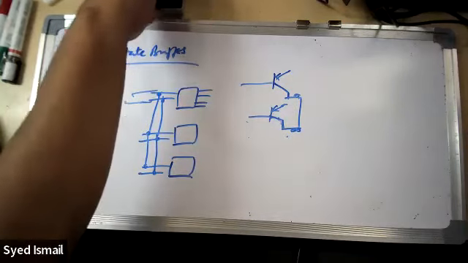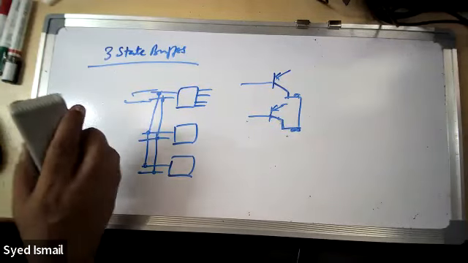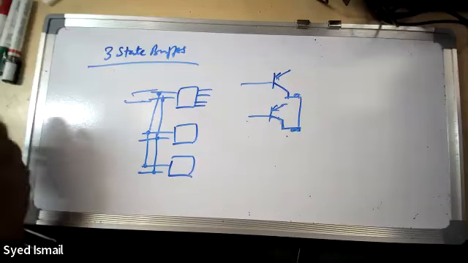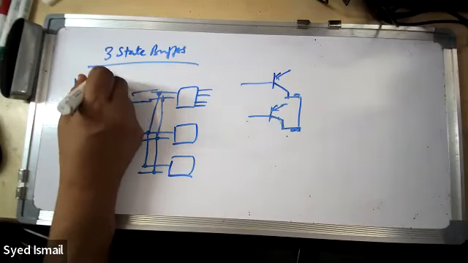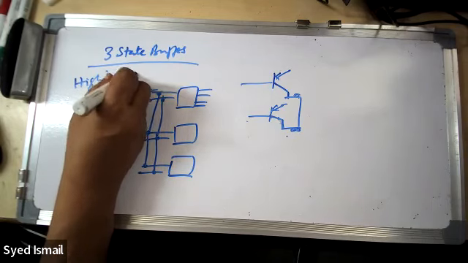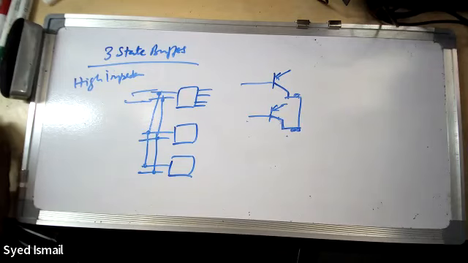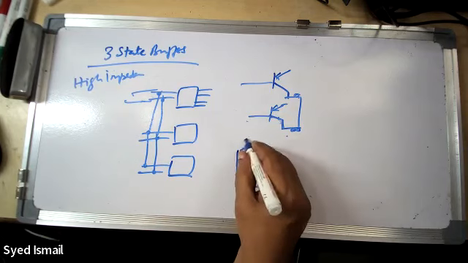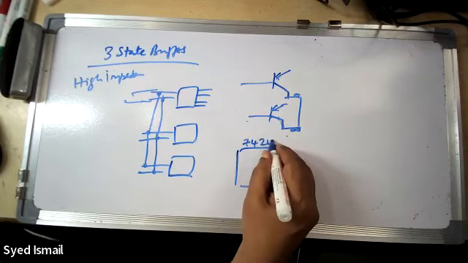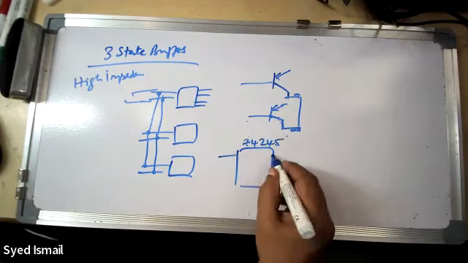Get confused? Leave that. That is how 3-state means neither 0 nor 1. It's a high impedance. Another word they use is high impedance input. This we use normally to drive long distance lines. They are important. For example, you have one like this, 245 or 244 they call. The input is coming here, output is going there.